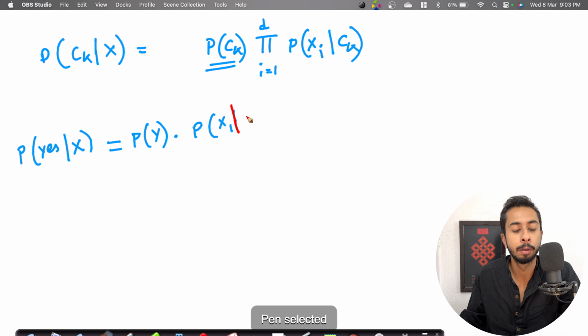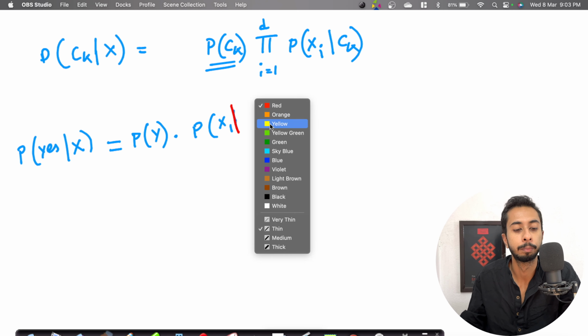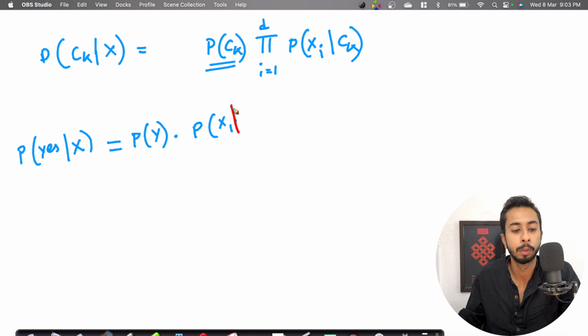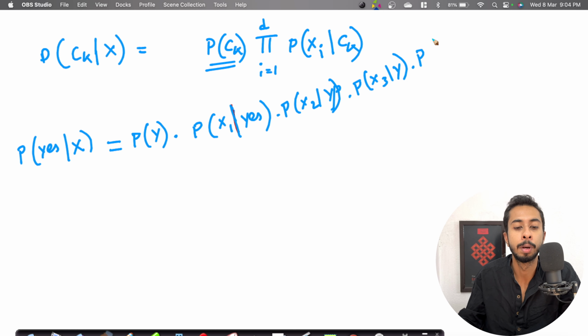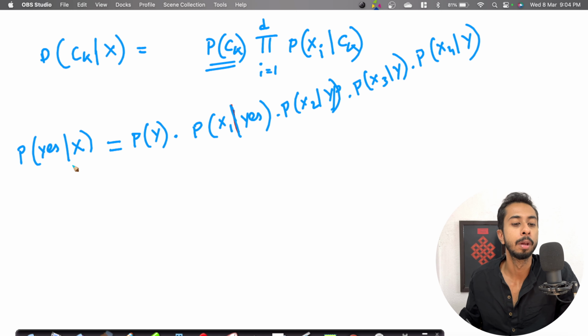this is basically probability of x1 given yes. This ck is basically yes for this, right? So I'm using yes: probability of x2 given yes, into probability of x3 given yes, into probability of x4 given yes. Okay, this is the final formulation. This is what this equation is saying.